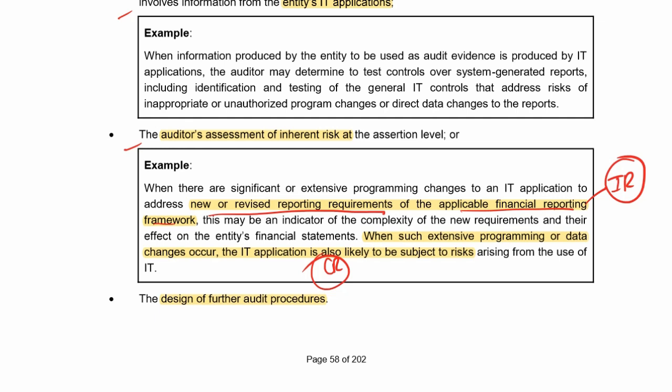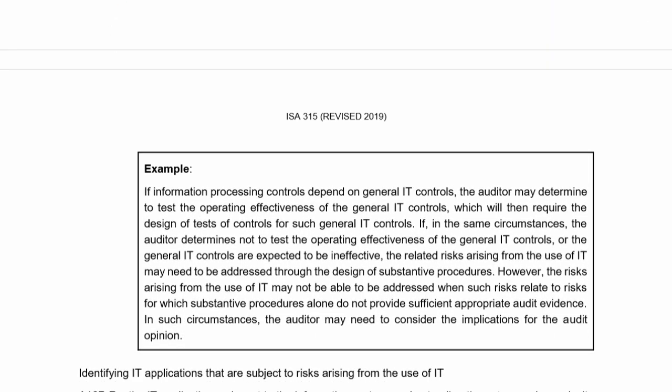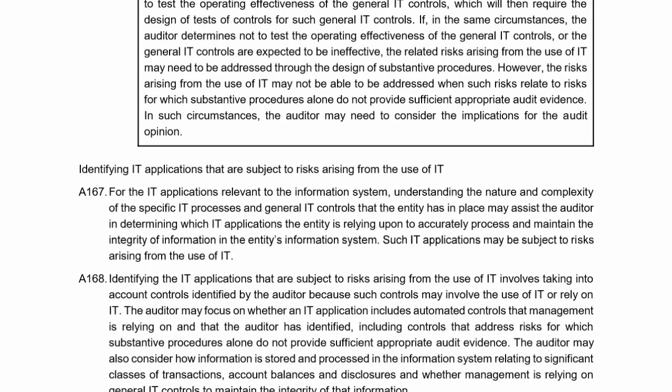So inherent risks are not affected or do not affect our assessments of control risk. However, this inherent risk shows the knock-on effect on the internal control and as a result a control risk. Okay, it's going to affect our decision on the further audit procedures that we need to perform.